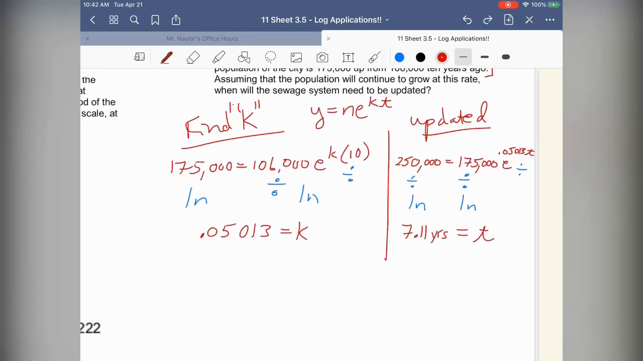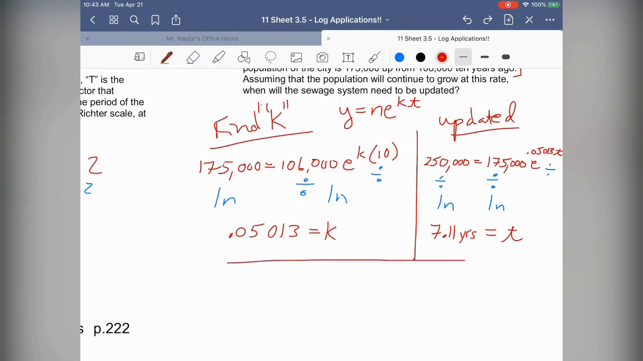The other reason I want to do this problem is because I know that there's students that will ask, but Ms. Naylor, couldn't I have done this problem using the basic exponential model? Couldn't I have done this problem basically thinking about this as just percent change? And honestly, the answer is yes.